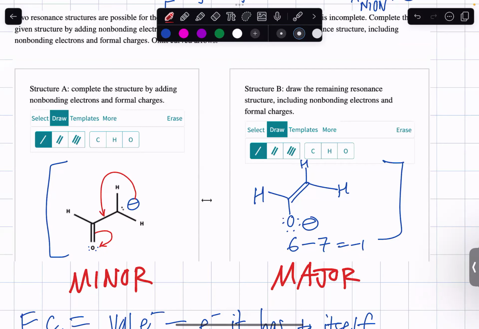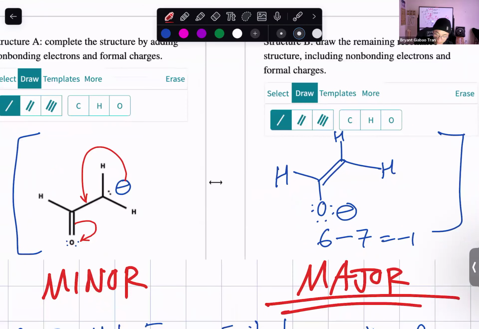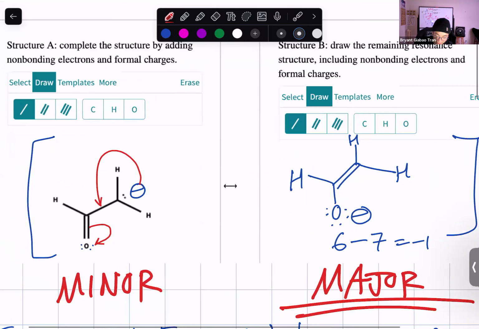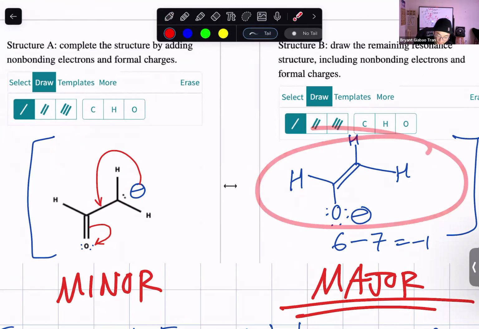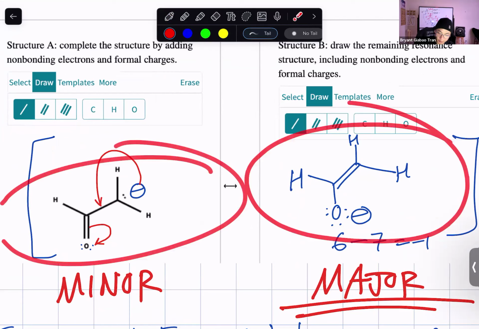Oh, okay. So major is what they favor? Yep, the more stable one. What they favor, like what it more likely exists as. Now try putting this as the answer and then let me know if it works.